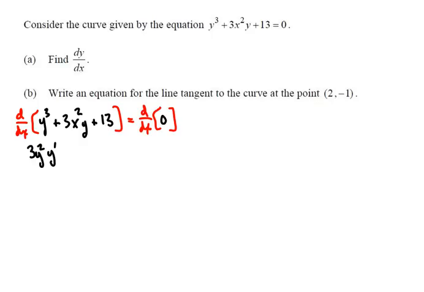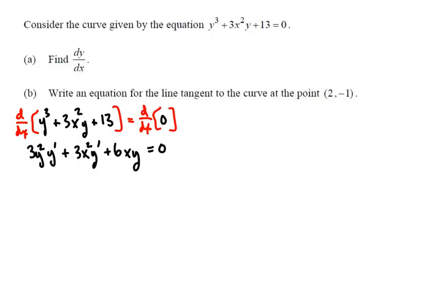So it's 1d2, which will give us 3x squared y prime, plus 2d1. 2 is y. Derivative of the first is 6x. So it's 6xy. The derivative of 13 is 0, and the derivative of 0 is 0.